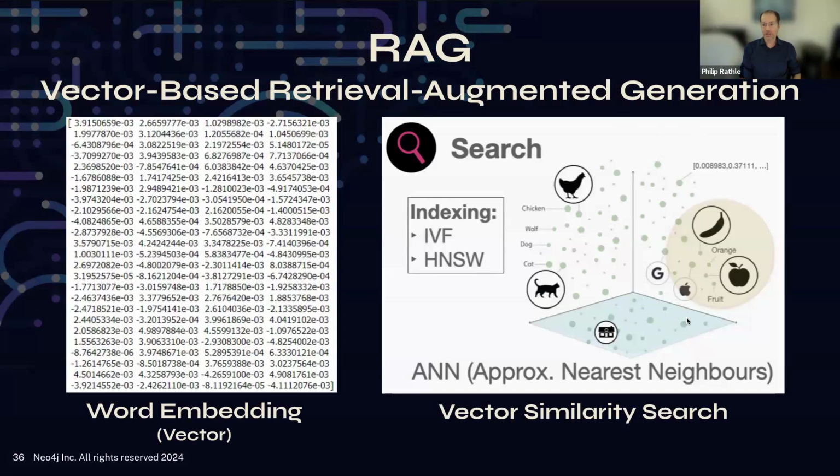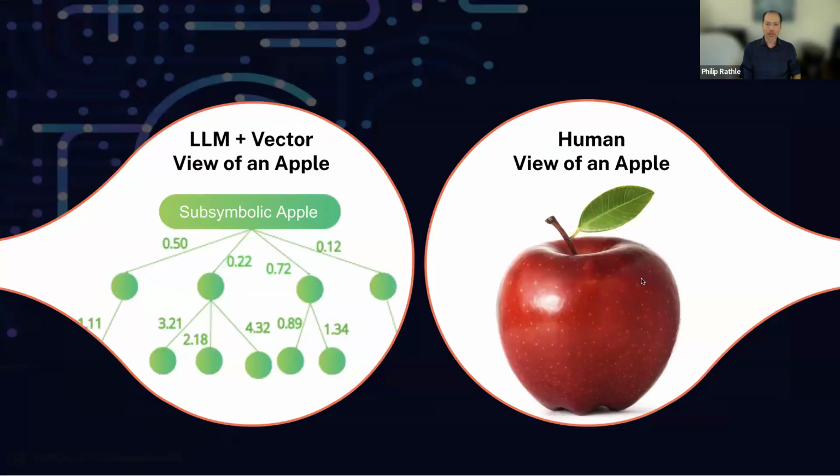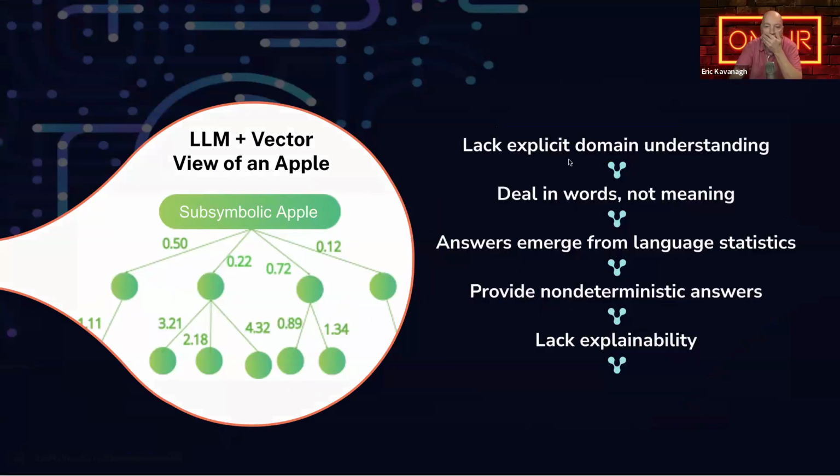Then you can do these kinds of queries and say, okay, I'm gonna bring back my fruit, and it'll bring things back, but there's no knowledge in there. So you might accidentally bring in Apple, the company, in addition to the fruit. LLMs and vectors share this symbolic view of the world where everything's just numbers based on statistics about word proximity and frequency. So even with vectors, there's no explicit domain understanding.